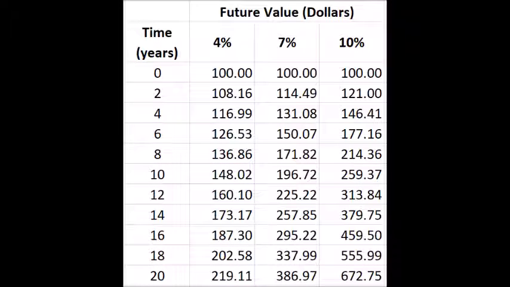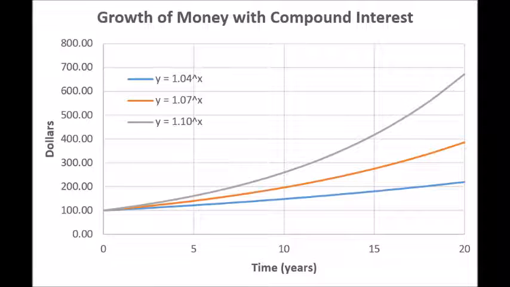For comparison's sake, I have included a column for 7% interest and 10% interest over the same time period. Notice that at 10% interest, our investment at 20 years is over 3 times larger than that at 4% interest. And they both started with the same amount of money, $100. Here is a plot of those data points.